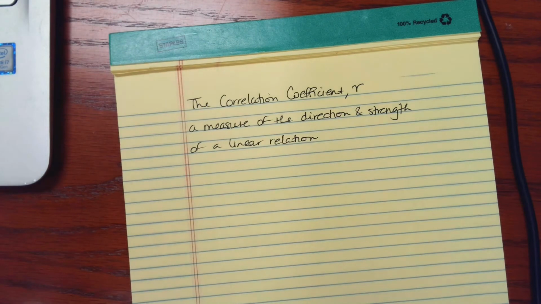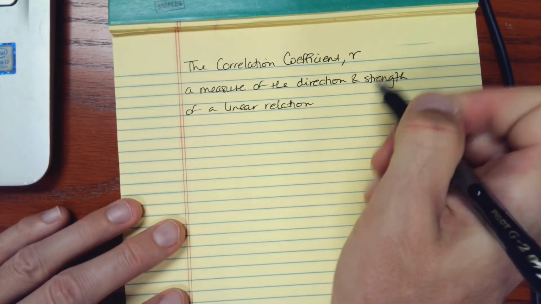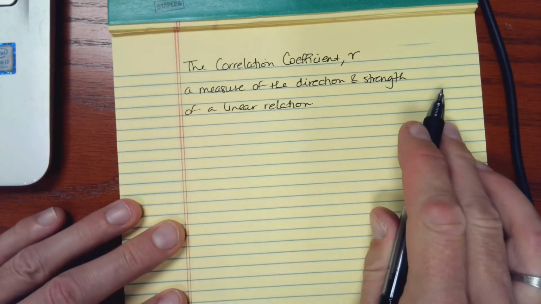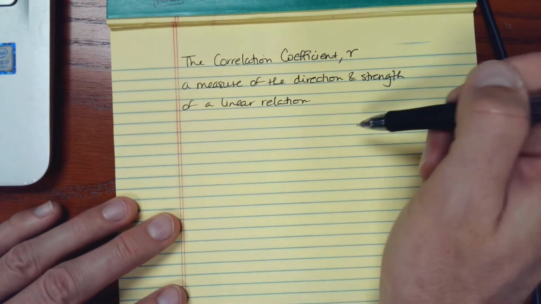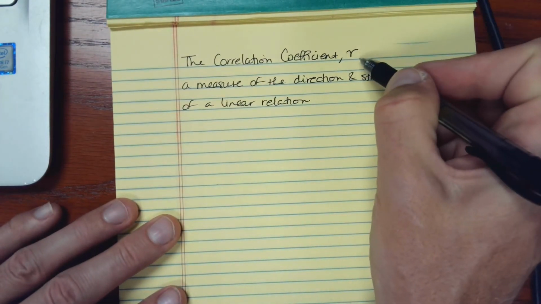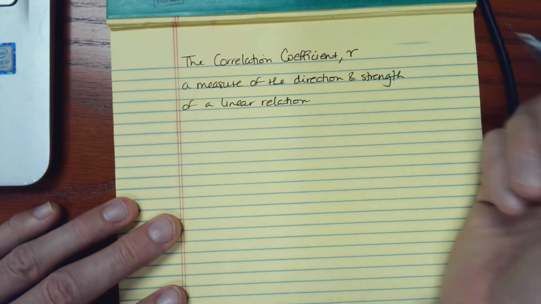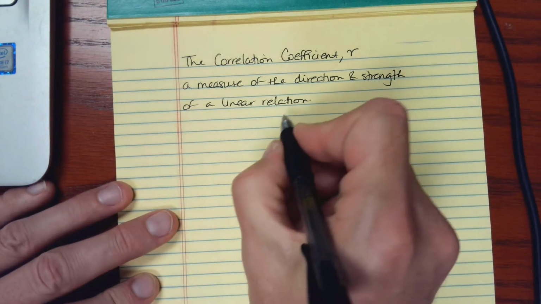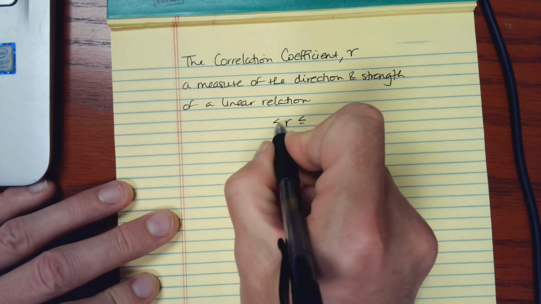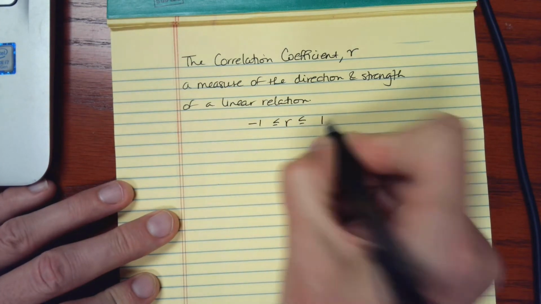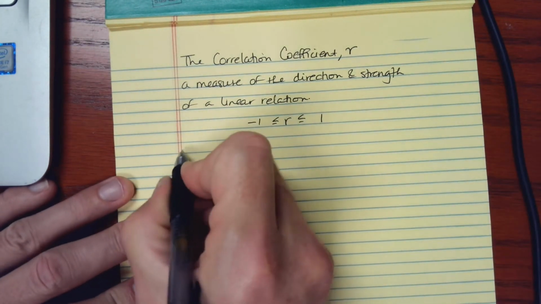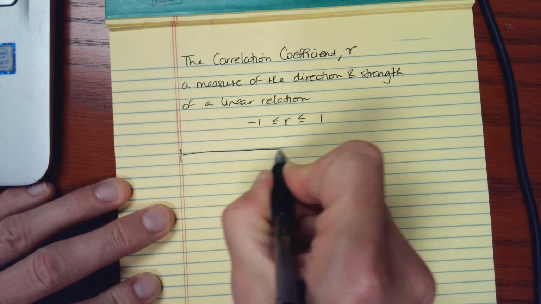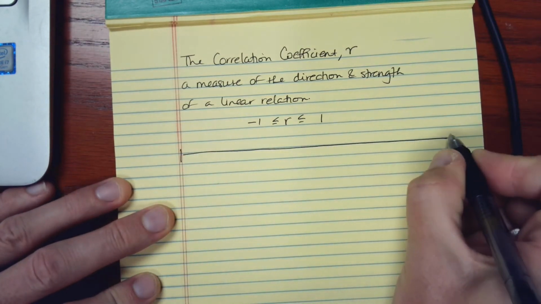So the formula for calculating R is rather complicated, and so I'm not going to bother with that in this video. Rather, I'm going to show you how to calculate the correlation coefficient with a TI-84 and then how to interpret the result. So some things to know about R. Firstly, R is always going to be a value between -1 and +1. And so let's look at what different values of R might indicate.